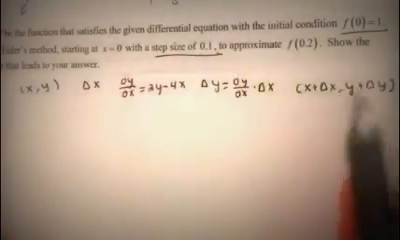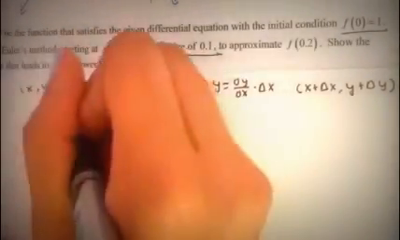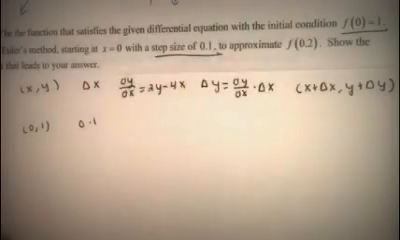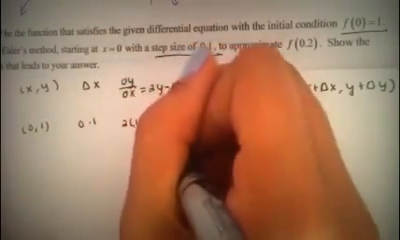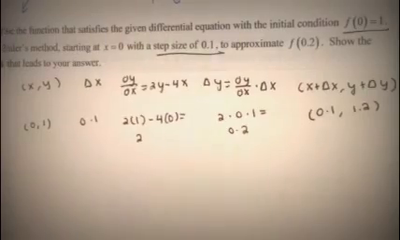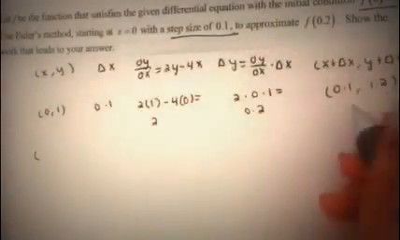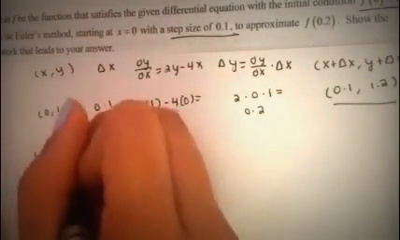So x comma y, the initial condition, in this case is 0, 1. Our change in x is our step size, which is 0.1. Our dy/dx is 2 times 1 minus 4 times 0, the first step of our Euler's method for this equation. So the next step will be, as this, the initial condition, 0.1, 1.2.